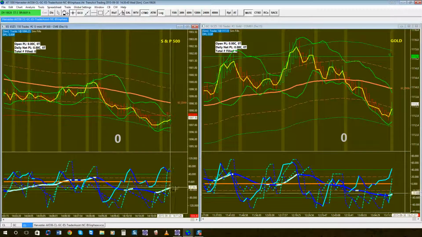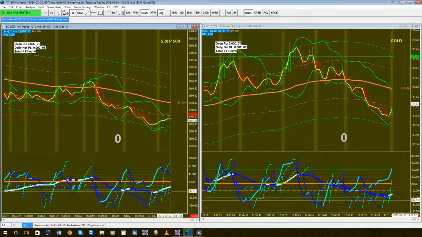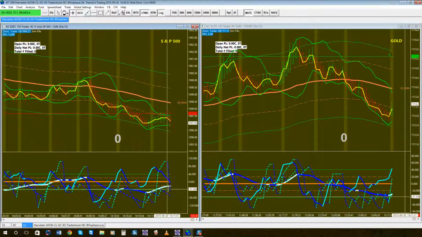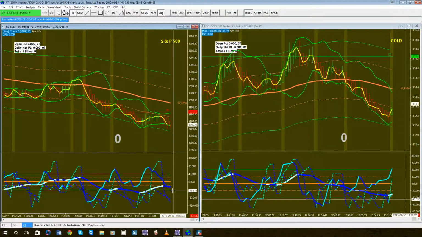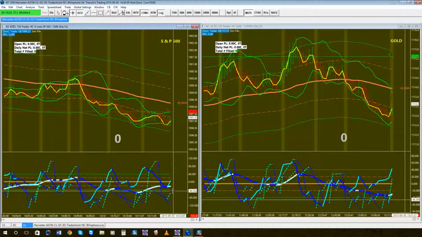So we stay out of this, stay out of this, until we still stay out of it because blue is against us. We still stay out of it.